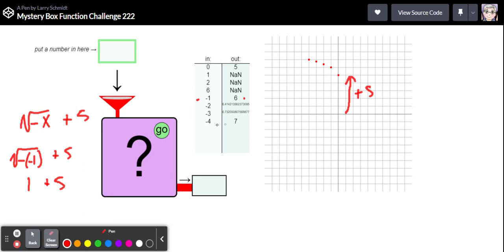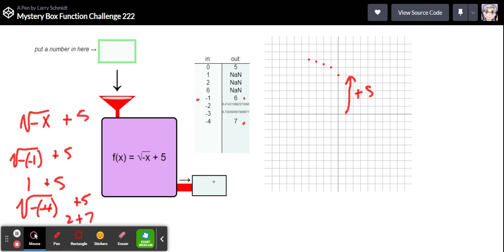That checks out. Let's try the negative 4. So the square root of a negative negative 4 plus 5. Well, negative of negative 4 is a positive 4. The square root of positive 4 is 2. 2 plus 5, 7. And that's what we're getting. So I think we've got this. Let's go ahead and look at it. Yeah, there it is. So the square root of a negative x and then plus 5 outside of the radical sign. And we can graph that. And there is that typical tapering curve of the square root function, just flipped across that y-axis and raised up.